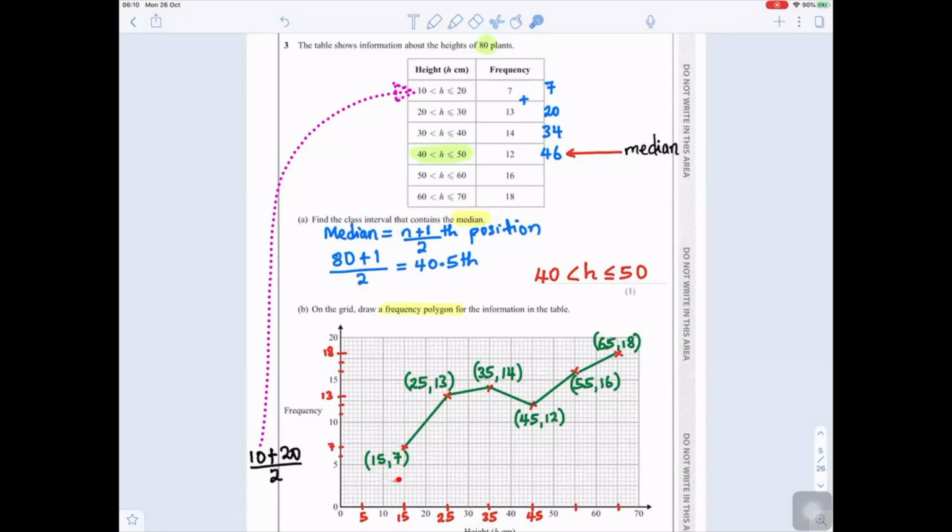So if we look at the graph, the first point is 15 and 7. The next point, 25 and 13. 35 and 14, and so on. You mark all the points neatly and join them with a straight line. You use a ruler and join them with a straight line, not a curve. And that is what a frequency polygon looks like. Make sure you divide the y-axis, the frequency, neatly.